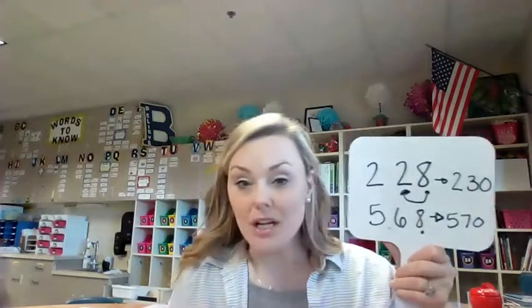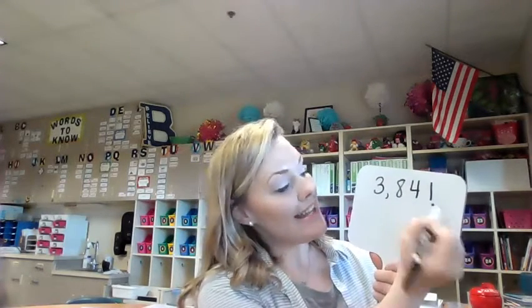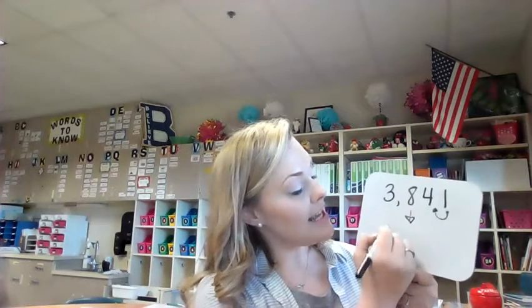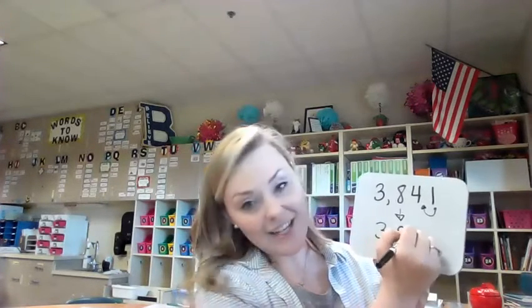We're going to do one more, and we're going to do the thousands. The numbers are getting bigger, the process stays exactly the same. So my thousands is going to be 3,841. Rounding to the nearest 10. Pause the video and try. Hopefully you took a second to pause. The 1 tells the 4 to stay the same. So rounding this number to the nearest 10 would be 3,840.